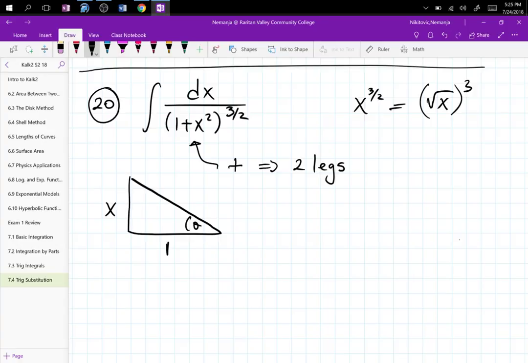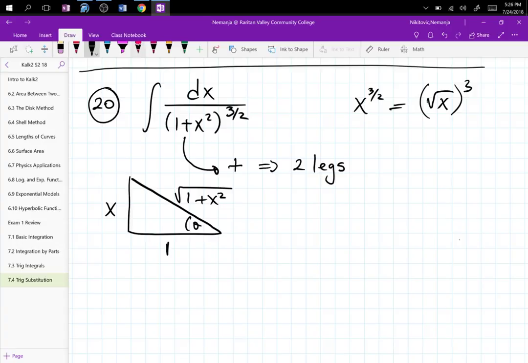Or you can swap them, I don't care. And then this one over here must be square root of 1 plus x squared, because the Pythagorean Theorem says that the sum of the squares of the legs is going to be the hypotenuse squared. So we are setting up this triangle by realizing that there is a plus, and if there is a plus, then both numbers inside are legs. If it's a minus, the first one is the hypotenuse, and the second one is one of the legs. Pick which one.